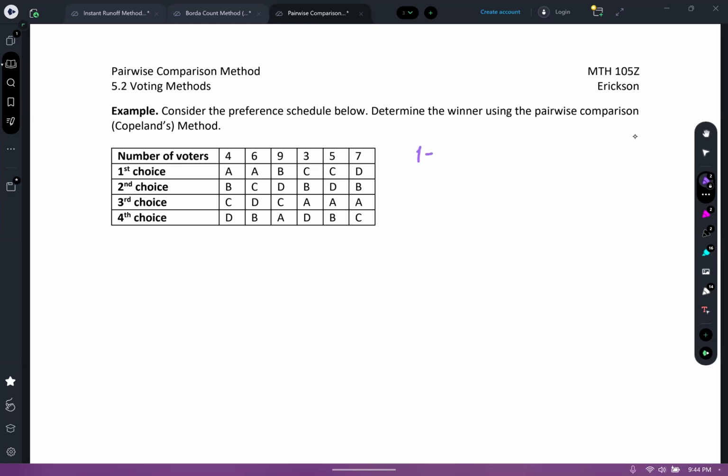So 1 point would correspond to winning the matchup, and then half a point would correspond to a tie in the matchup.